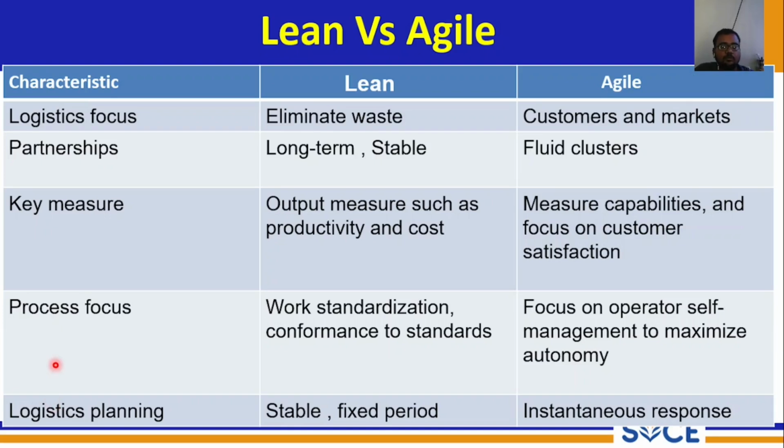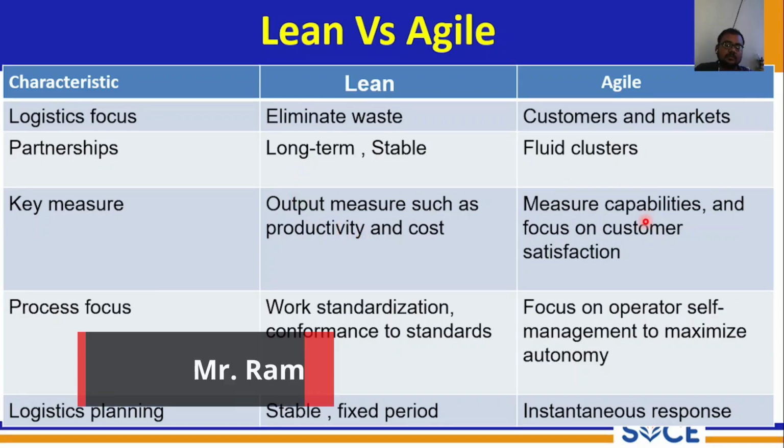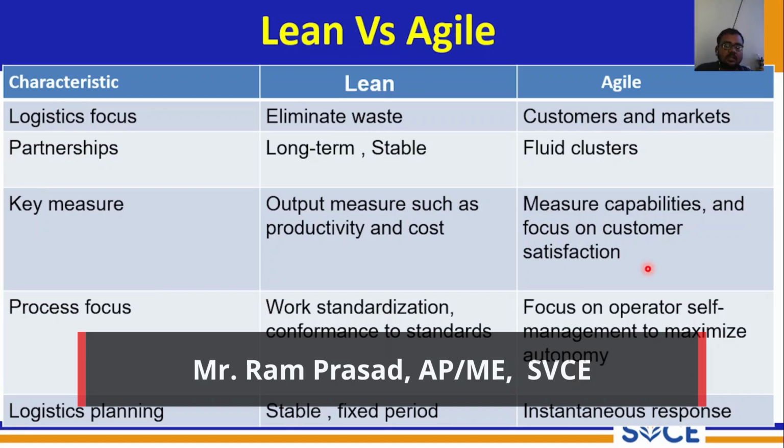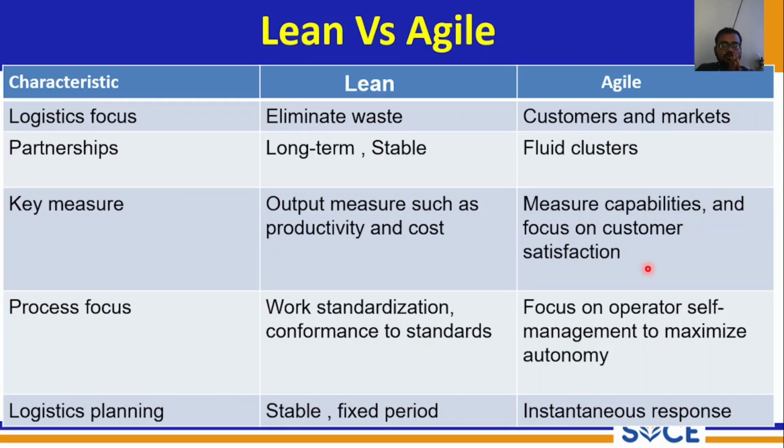And when you consider the process focus, lean is more focused towards work standardization and conformance to the standards, whereas agility is more focused on self-management to maximize autonomy. And the output is measured as productivity and cost in lean, whereas in agility, it is measured as capabilities and customer satisfaction. Gone are those days when, if your product quality was good enough, the product would reach the market. But now, even if your product is good, you need to make sure that the customers are satisfied by the product. So the assessment of your product is based only upon how satisfied the customer is.